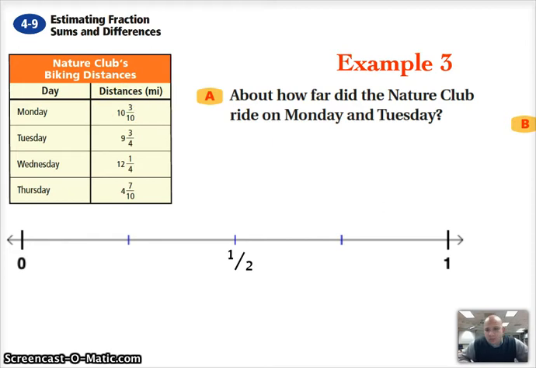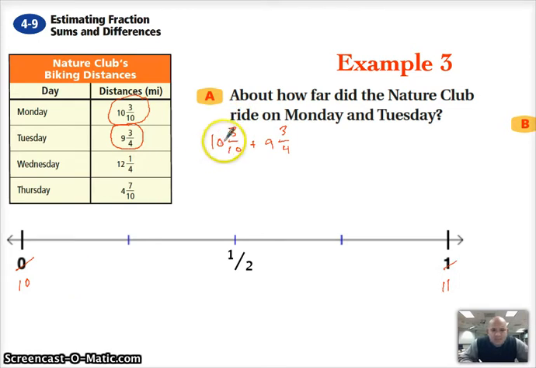Well, we're going to be looking at Monday here, 10 3/10, and 9 3/4 for Tuesday. So, obviously, it says about how far, we're going to be totaling those numbers, summing those up. That would be 10 3/10 plus 9 3/4. In this situation, it doesn't really fit on our number line, so we're going to make our number line fit what this is. We're looking at a number between 10 and 11.